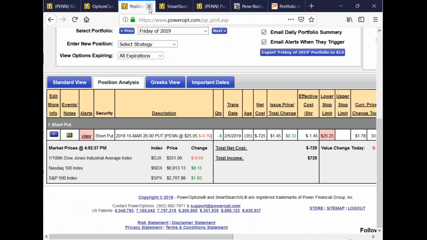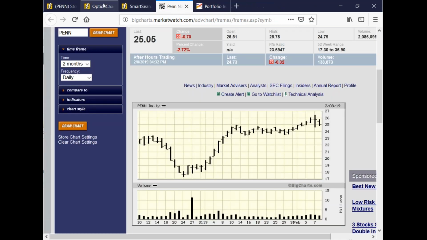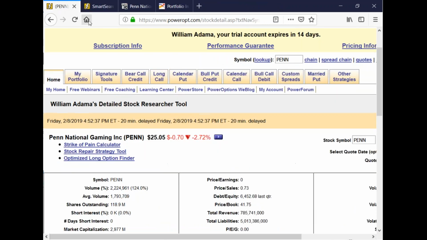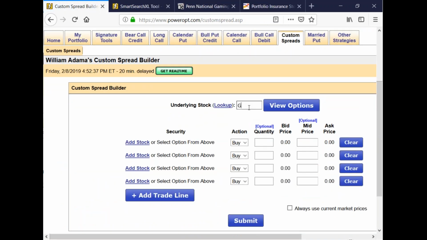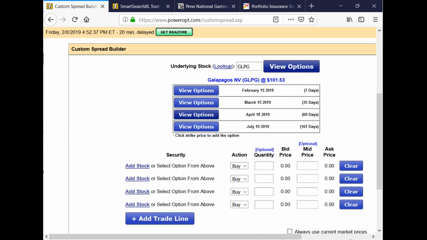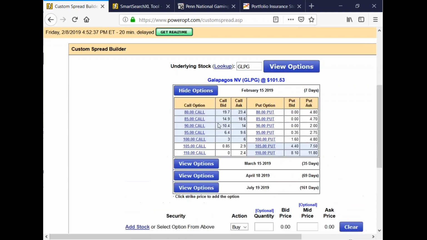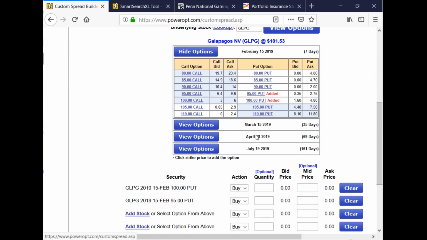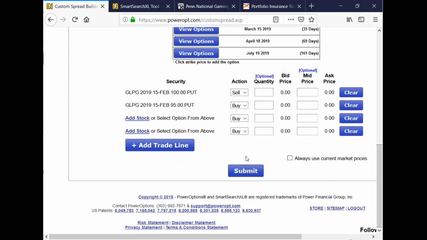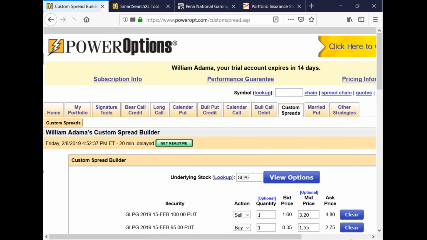I'm going to go to the custom spread tool for GLPG, and view options, and I'm just going to go to February. I sell a 100, buy a 95. You wouldn't do this because it's an at-the-money position.